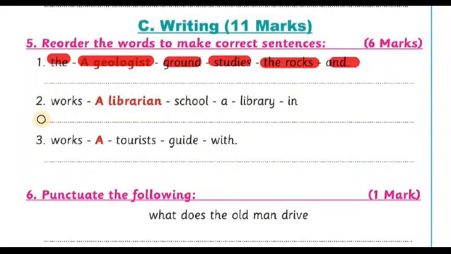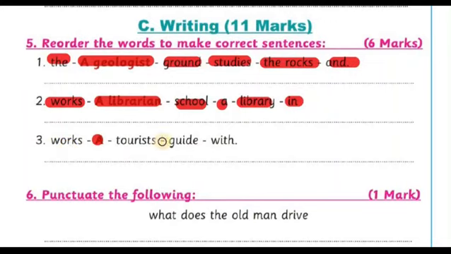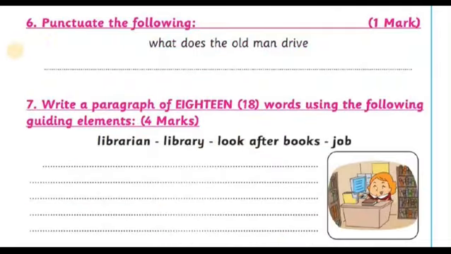Number 2. Works. Librarian, school, a library, in a. A librarian works in a school library. Number 3. Works, a tourist guide, with. A guide works with tourists.